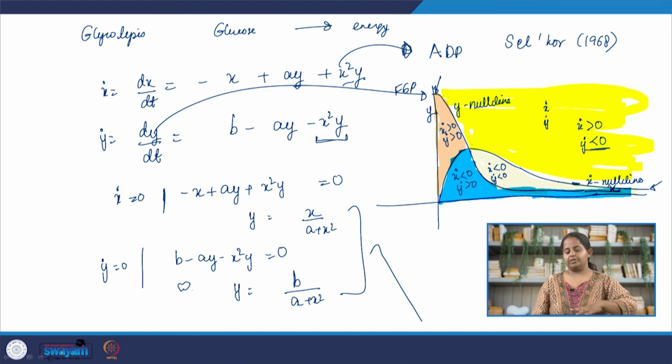Okay, now we are going to draw the flow lines in this area and try to understand the behavior of trajectories around the intersection of null lines, which is where the fixed point is. Let's look at the yellow highlighted portion. X derivative is positive, y derivative is negative, which means x is going to increase and y is going to decrease. So the net flow is going to be in this direction.